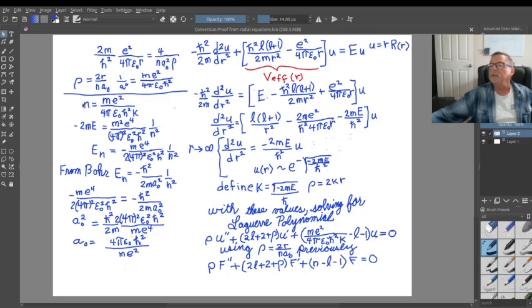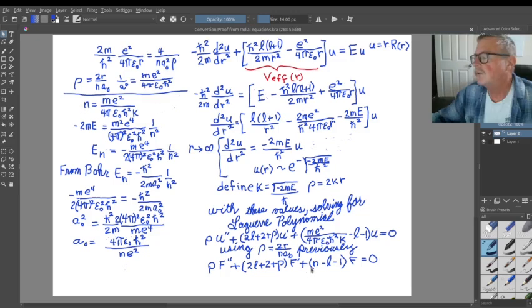And that's what I've done right here. Now that we've set n equal to this glob here, let's go ahead and write it. n equals me squared over 4 pi epsilon 0 h bar squared k. Now what is k exactly? Well, k is the square root of minus 2me.